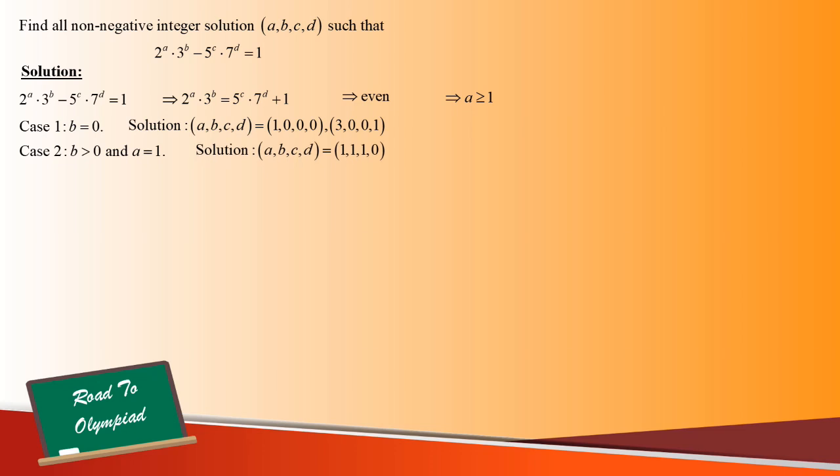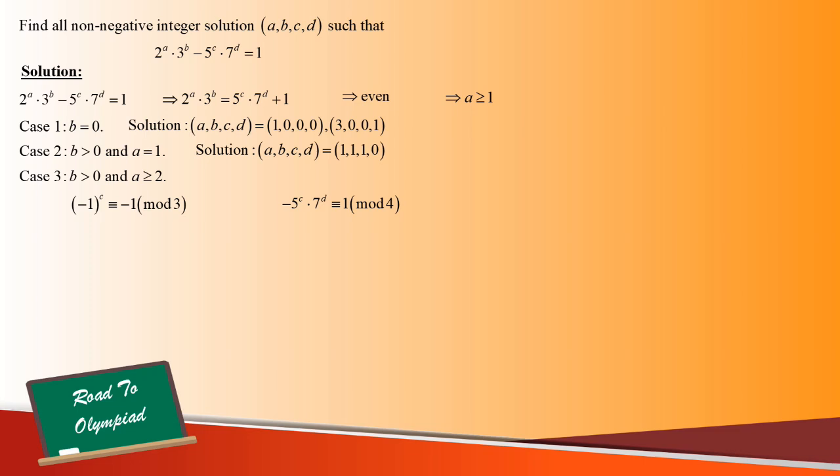Moving on to the last case, we have b is positive and a is at least 2. Since b is positive, we can take congruent modulo 3 to get this, and since a is at least 2, we can take congruent modulo 4 to get this. Where the first equation is simply 5 to the power of c times 7 to the power of d is equal to negative 1 mod 3. Since 5 is equal to negative 1 mod 3 and 7 is equal to 1 mod 3, this can be simplified into negative 1 to the power of c is equal to negative 1 mod 3.